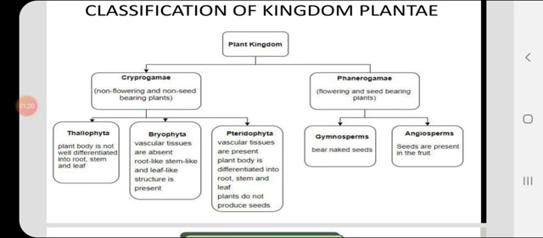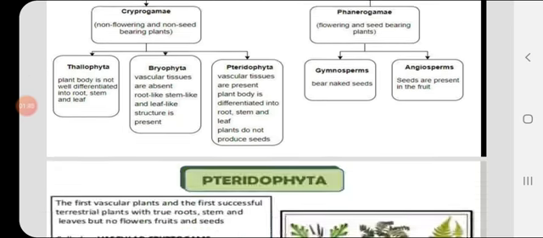In our next lecture we will study about gymnosperms and angiosperms. So today will be the last lecture of this division, that is cryptogams. Then we will start with phanerogams. Okay, so let us start with the division Pteridophyta.